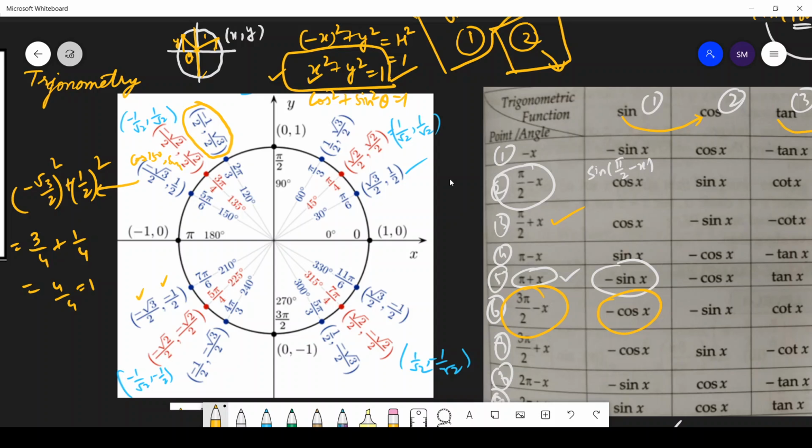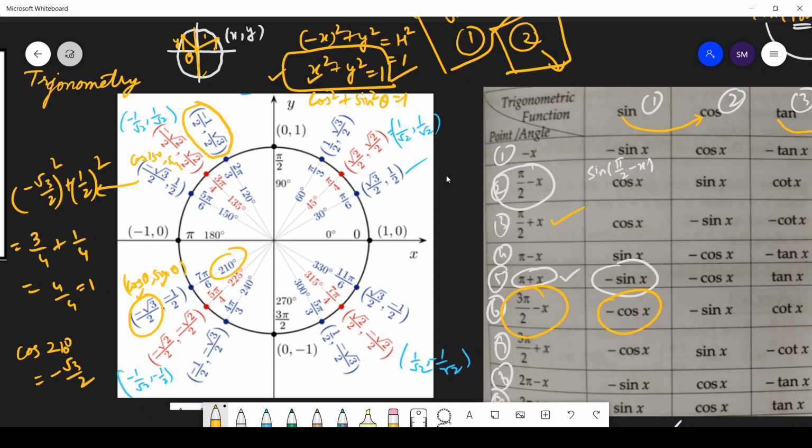Okay, good. Now from this table you will tell me the values directly. What is the value of cos 210 degree? The coordinates are cos theta, sin theta. So what is cos 210? Minus root 3 by 2.